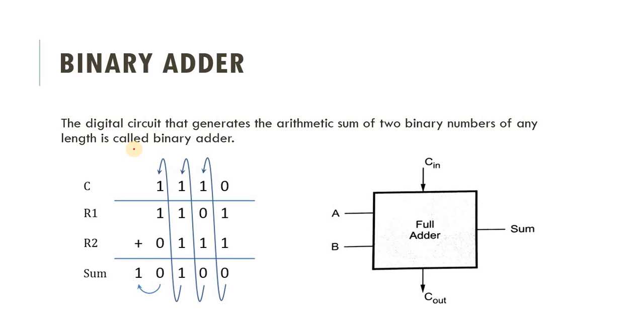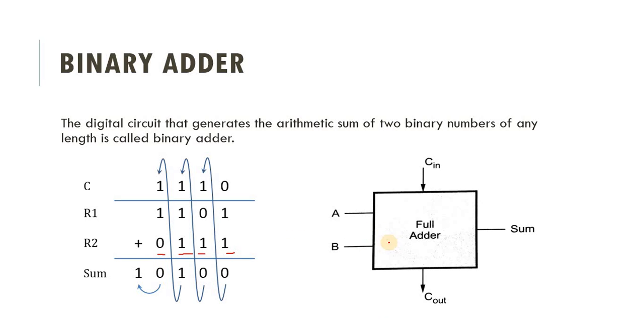So suppose we have two registers, and register 1 contains 1101 and register 2 contains 0111. Okay, so these are the two data. Suppose I want to add these two numbers. So for that we are using a full adder.